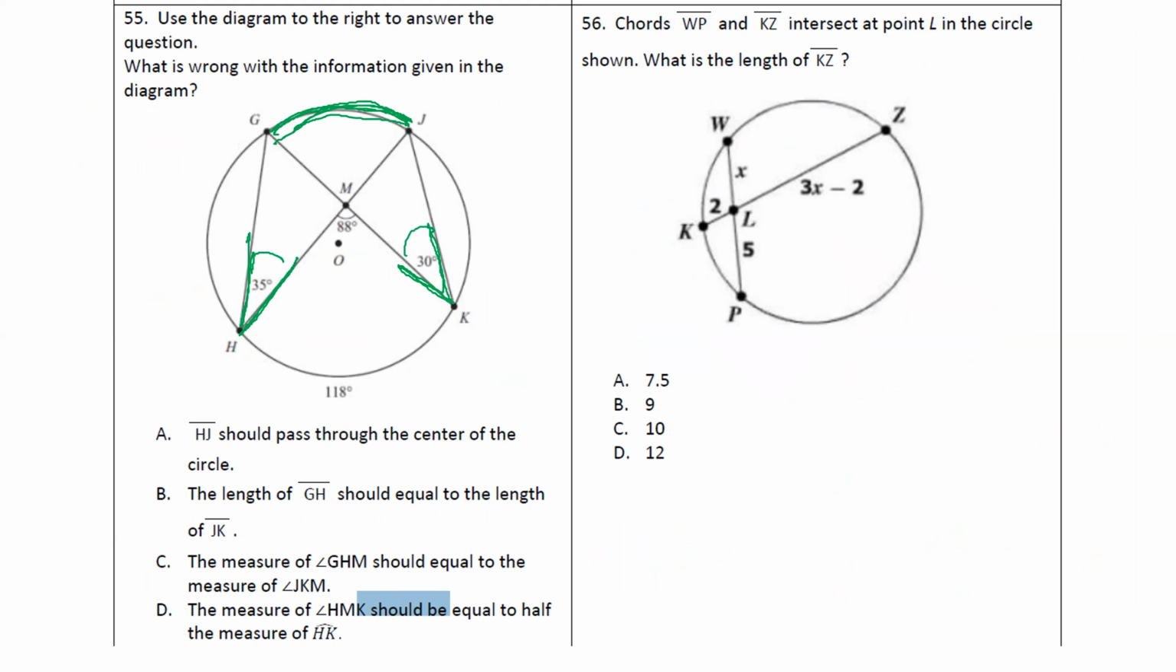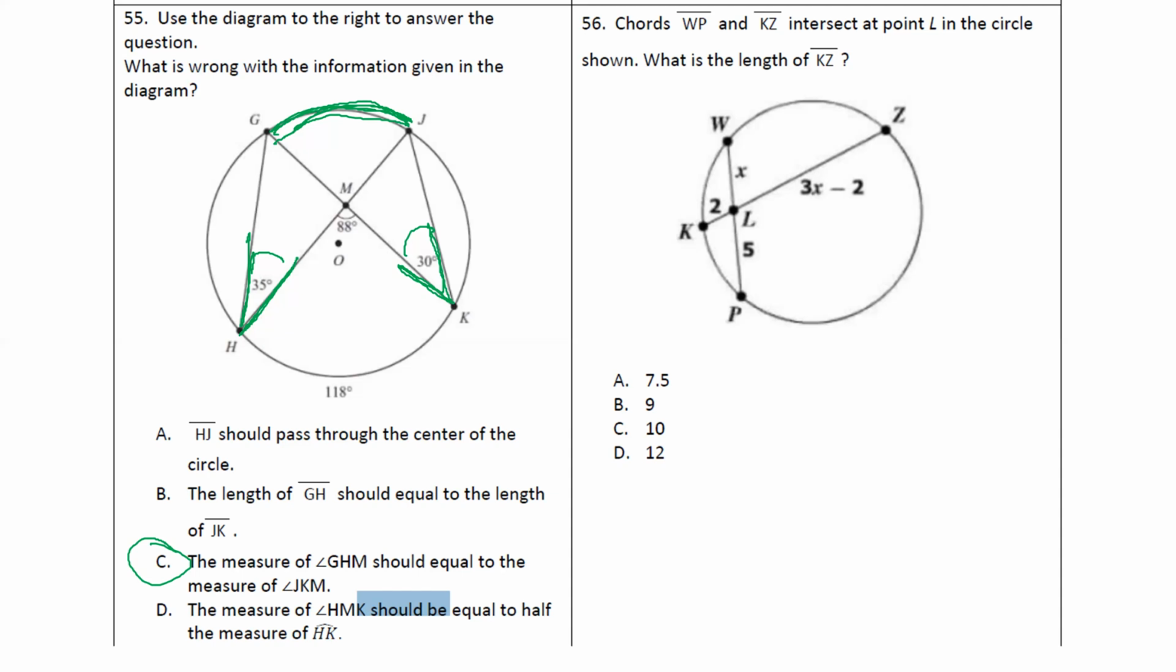Because let's say, for example, that this arc was 70. Well, then this angle would be half that arc. This angle would be half that arc. It has to be the same measure. They couldn't be two separate measures. So it's not possible for one to be 35 and one to be 30. Which one's telling us that? That's option C.